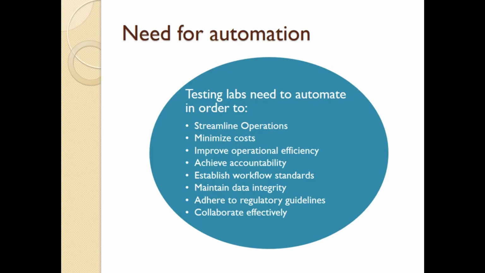So the need for automation then would be to streamline these operations and minimize the costs associated with routine testing. We need to think about improving our operational efficiencies, achieving accountability for our work, as well as establishing a standard workflow throughout. Automation will ensure that we maintain our data integrity at all times, as well as adhering to regulatory guidelines. And it allows us to collaborate effectively, not only between departments within the company, but also departments external to your own, or other corporate companies that can share information as well off-site.